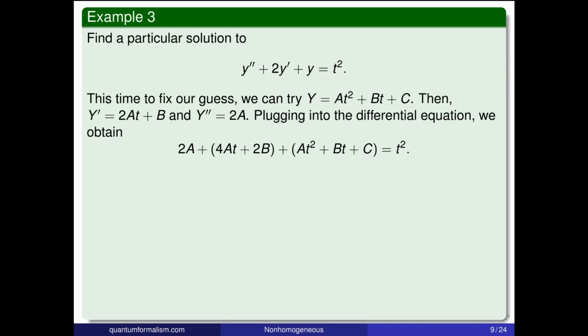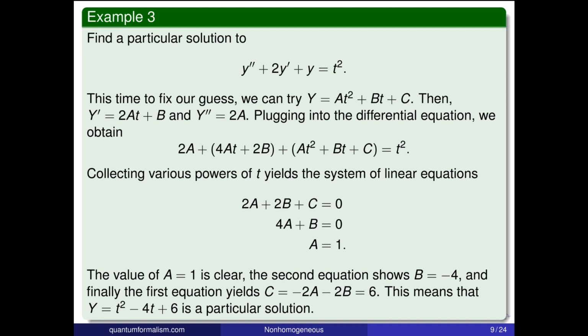All right, so we'll try a general quadratic. Capital Y is at squared plus bt plus c. Then the first derivative is 2at plus b. The second derivative is 2a, plugging everything in. So second derivative here, 2 times the first derivative here, and then the function itself here. And now we'll collect the various powers of t, right?